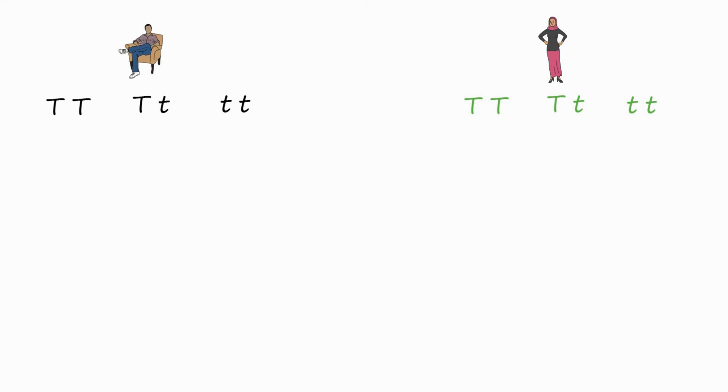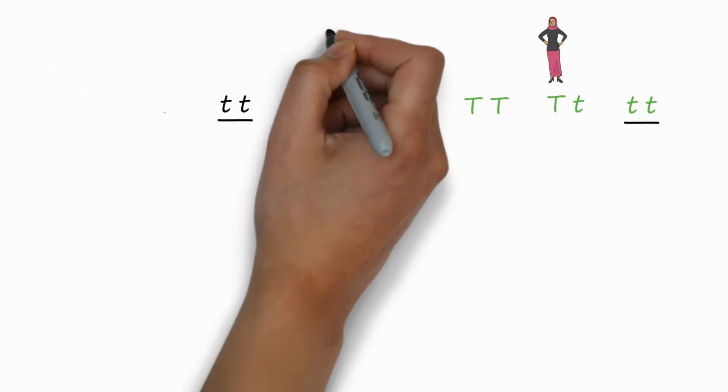Now notice, because it's stronger, the dominant trait will always show through, even if you only have 1 gene for that trait. The only way to show the recessive gene is if you have 2 of them, because it's less strong.